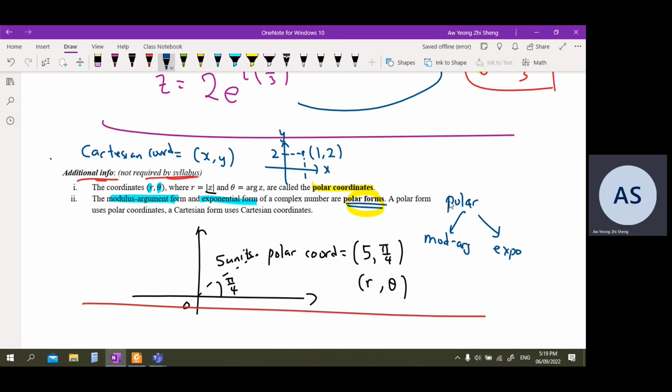Why we call it polar form is because both of these two forms require the same information, which are r and theta, and r and theta happen to be the information available in the polar coordinate system. The reason why we call Cartesian form Cartesian form is because it uses the information available in the Cartesian coordinates, which are the usual x, y.